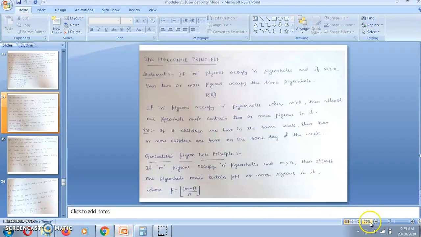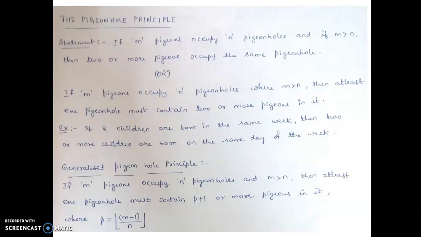Hello everyone. Let us see the next topic, that is the pigeonhole principle. The pigeonhole principle states that if m pigeons occupy n pigeonholes and if m is greater than n, then two or more pigeons occupy the same place. So it means there are more pigeons and fewer pigeonholes. So when there are more pigeons, one or more pigeons should occupy the same pigeonhole.